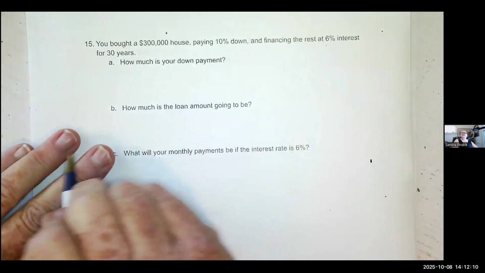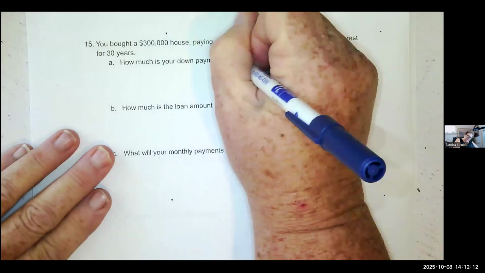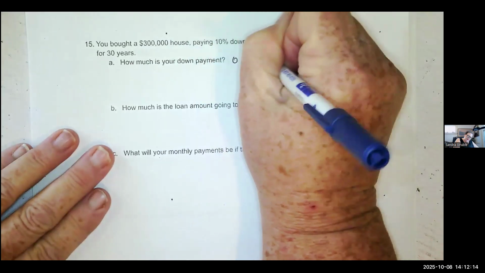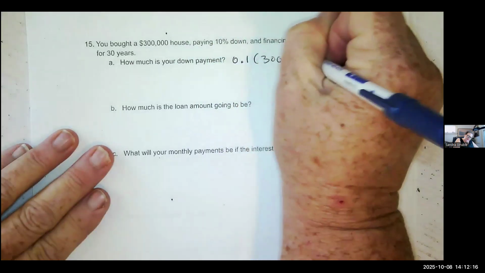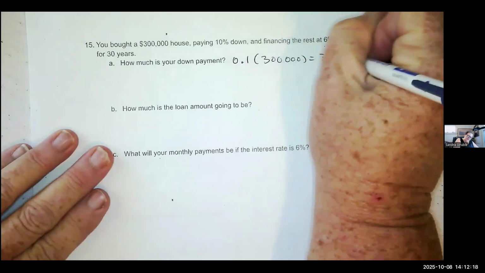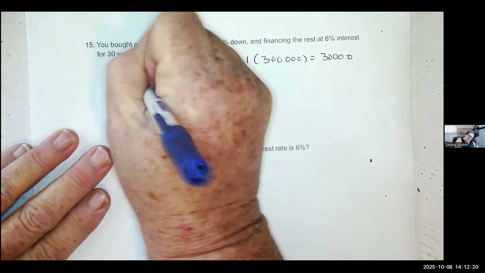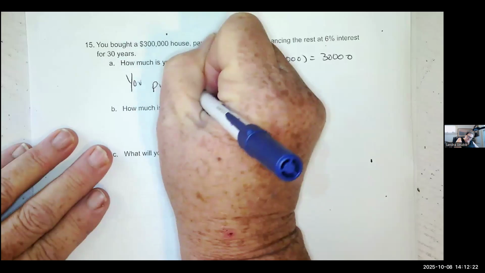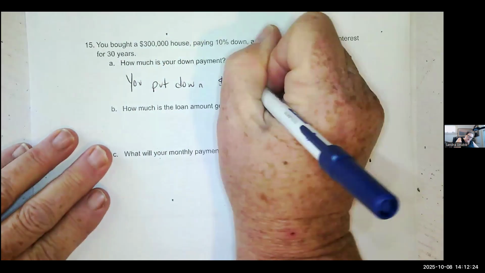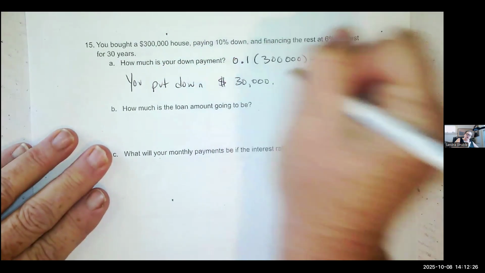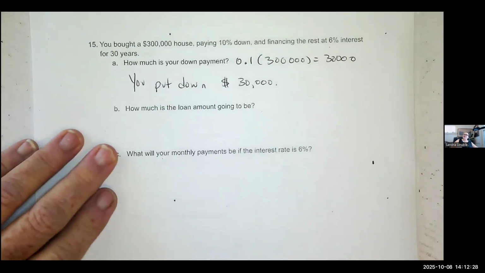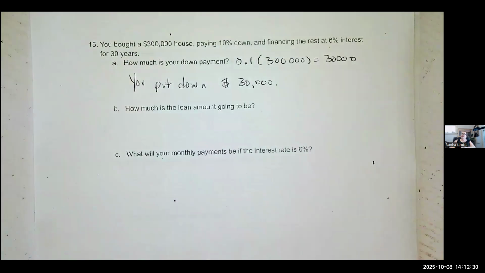How much is your down payment? Well, 10% times 300,000 is 30,000. So you put down $30,000. So when you close on the house, you write a check or you get a cashier's check for $30,000 and you say, here, I've saved this money to give to you so I can buy my house. But that doesn't pay for all your house. Now you need to get a loan for the difference.